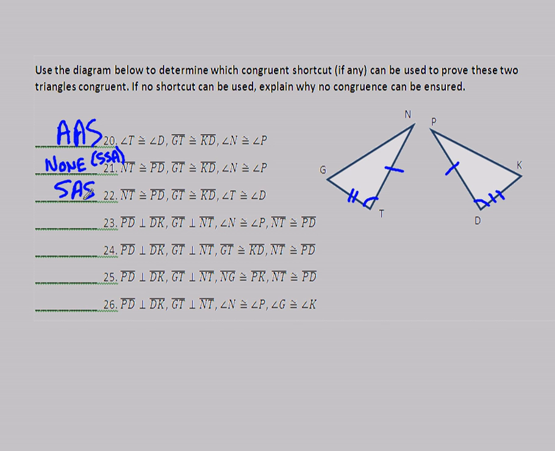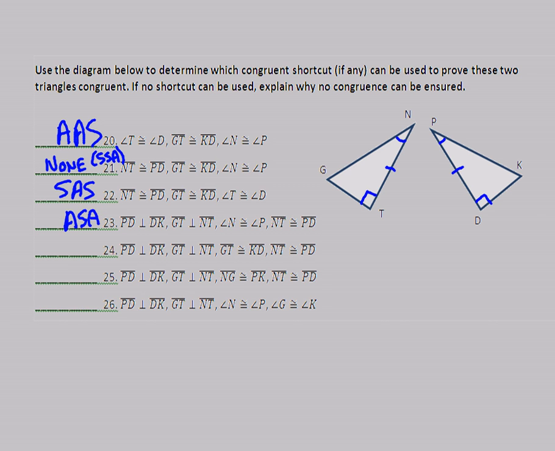23 through 26 all are dealing with right angles. So in this case, the first part tells you PD and DK make a right angle. There you go. GT and NT make a right angle. So now we have to look at the rest of them. First part, N and P are congruent, NT to PD. So I have angle, side, angle for number 23.